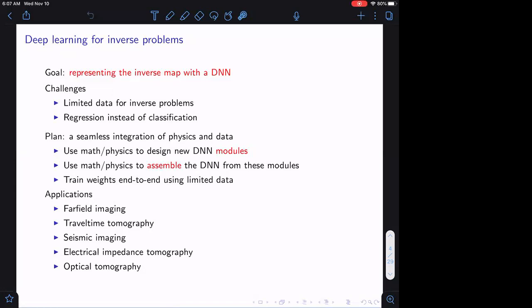And then we're going to use, again, mathematics and physics to assemble these different modules together to get an architecture for our neural network. And finally, we're going to train end-to-end with the limited amount of data we have.